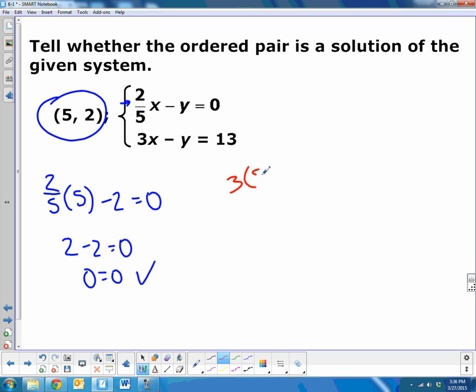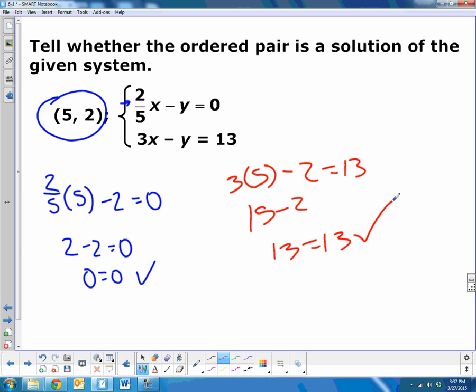So 3 times 5 minus 2 should equal 13. Let's see, 15 minus 2. Yep, 13 does in fact equal 13. Check, it works. And yes, you do need to show that check, that it works.